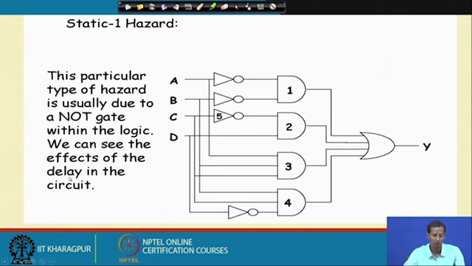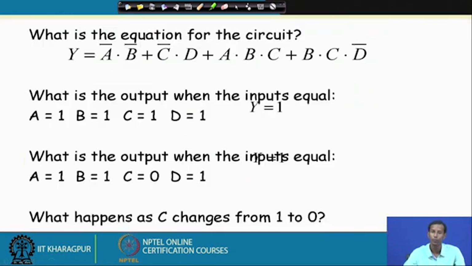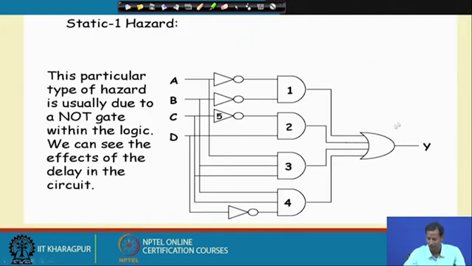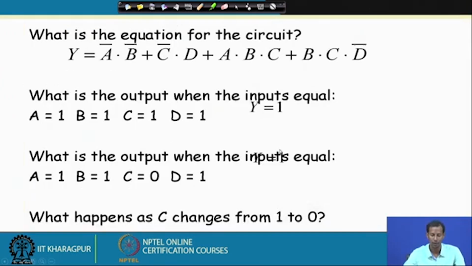We can see the effects of the delay in the circuit. Now, suppose I take the corresponding example of this, at that time we can visualize the static 1 hazard at the output, which is y. So, let us start with that. Consider one equation, y equals a bar b bar c bar d, plus a b c, plus b c d bar.